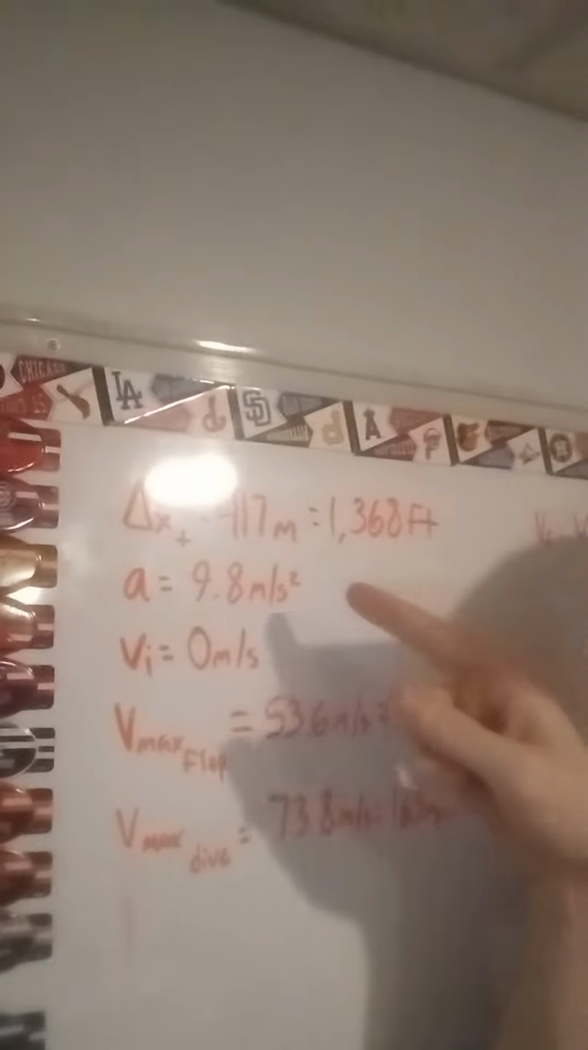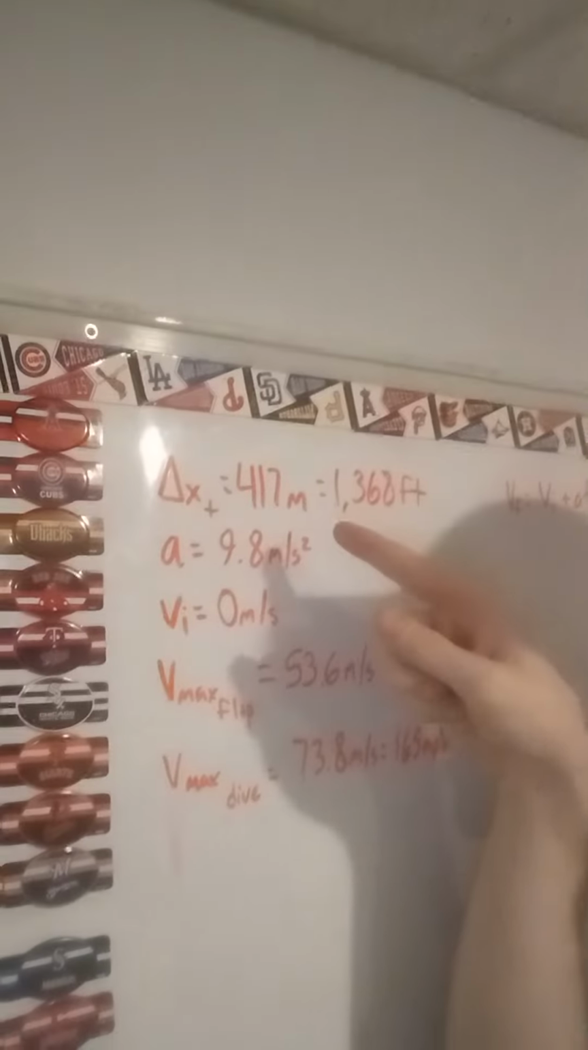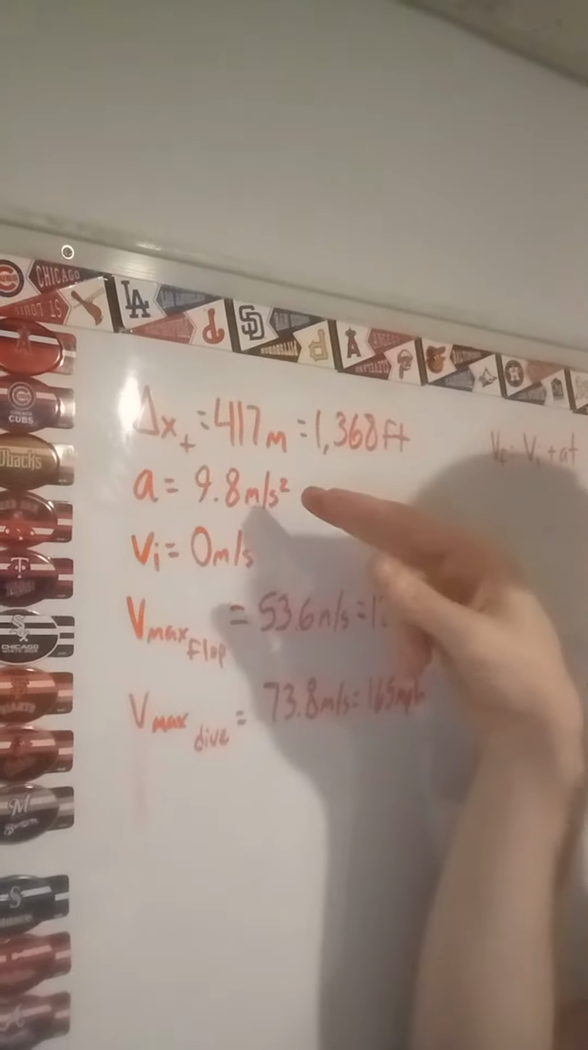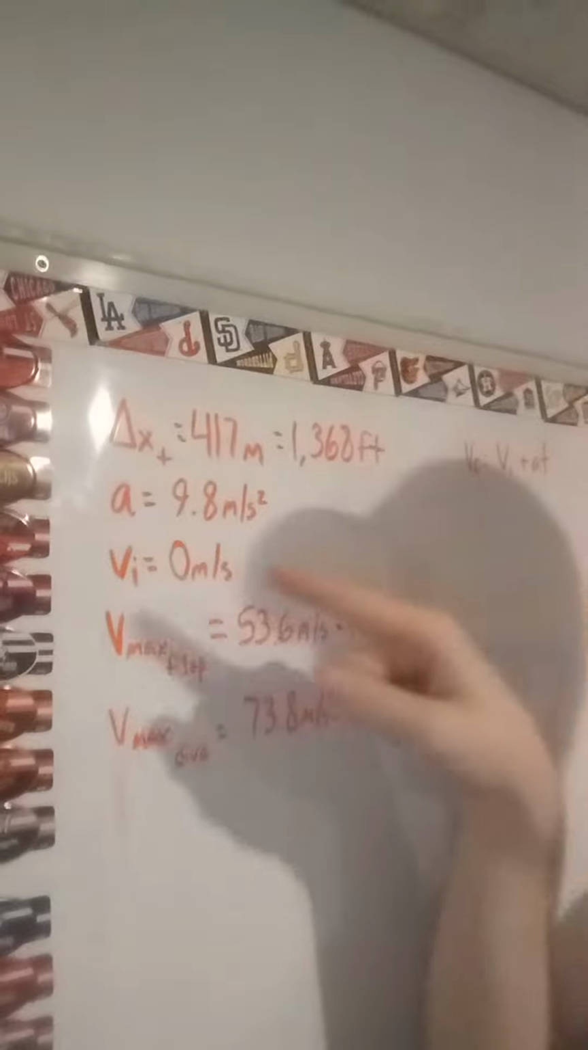What we're given in this problem is the amount of height a person would fall. In this case, we're going to use the example height of 417 meters. We know our acceleration due to gravity is 9.8 meters per second squared. We know the person starts from rest, so initial velocity is 0 meters per second.